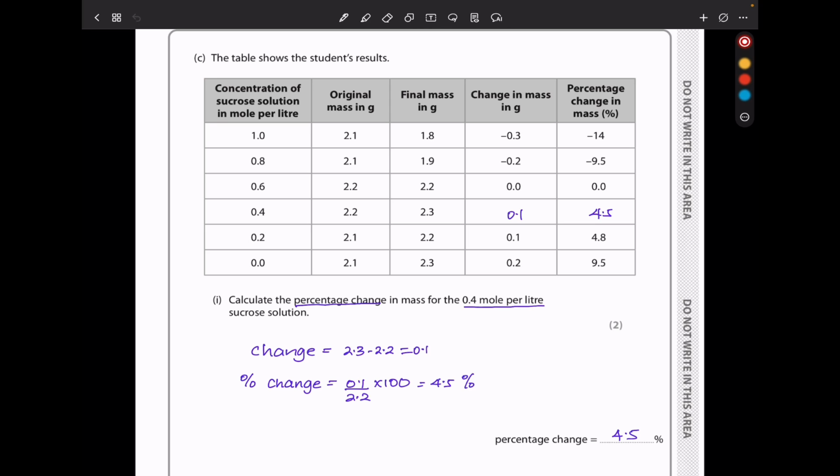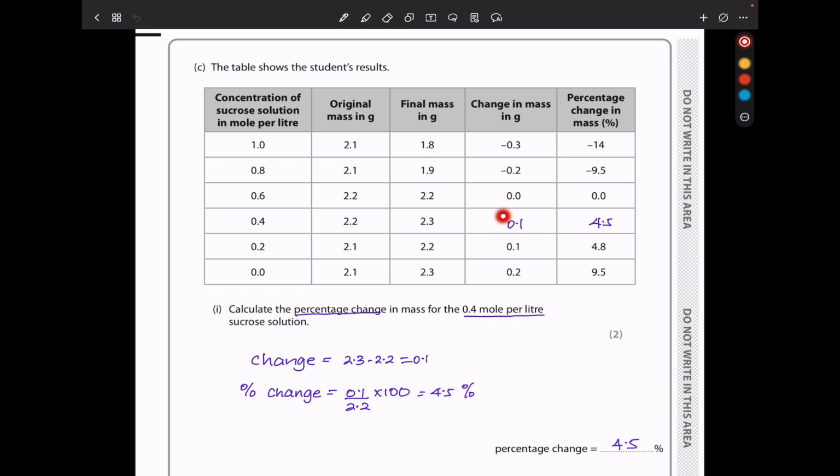So for this, we have to get the change. The mass increases from 2.2 to 2.3, so there is a 0.1 increase. So the percentage increase is going to be 0.1 divided by the original, which is 2.2, times 100, and we got 4.5%. So the change is 0.1 here, and this is 4.5.